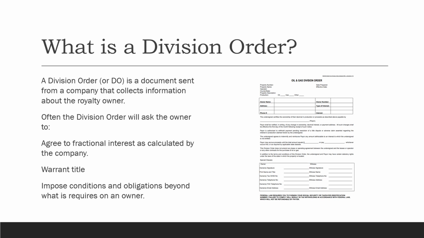The division order request will ask for some pretty simple information such as the owner's name and address, phone number, social security number. Often it will ask the owner to confirm its fractional interest, to warrant title to the property, and impose conditions and obligations beyond what is required by law from an owner.